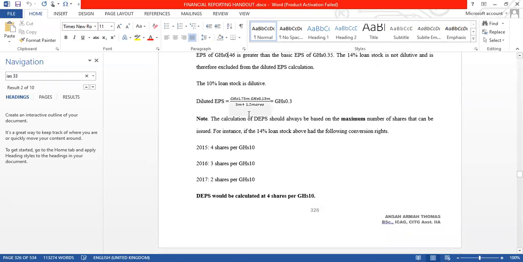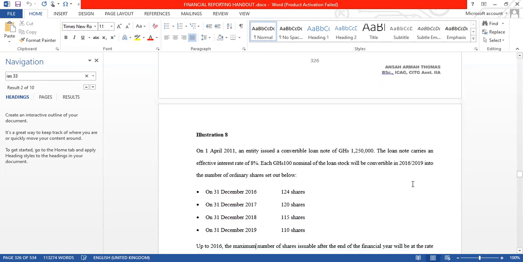So there is a note here for you. They said that in calculating debt, debt should always be based on the maximum number of shares that can be issued, all right? So for instance, as seen here, you have a 14% loan stock following the conversion, right? You see, in 2015, the person will get 4 shares for the same 10 CD price, 16, 3 shares, 10 CDs, 17, 2 shares. Which one will you convert? That will be based on this one, because you will get the plenty number of shares. That is what I'm trying to do. All right, so that is that.